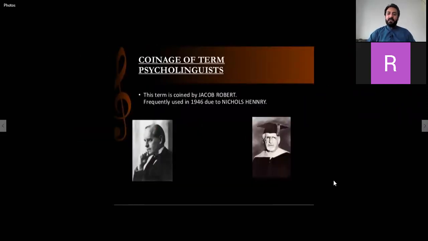First of all, this term was used by Jacob Robert. He was basically the founder of the term psycholinguistics. But this term became famous due to Nicholas Henry in 1946, as he used it again and again. So this term became famous and popular.